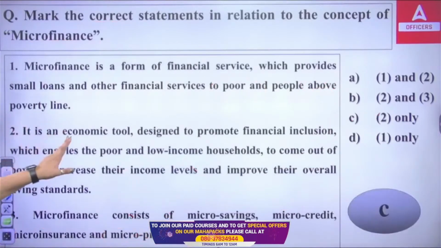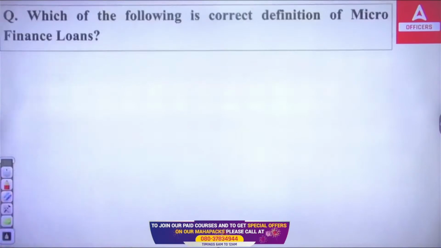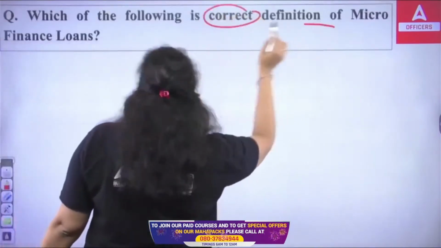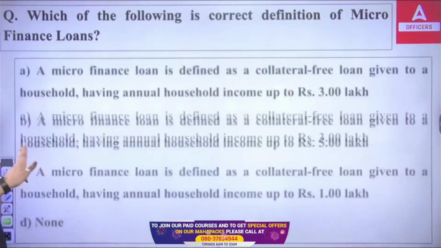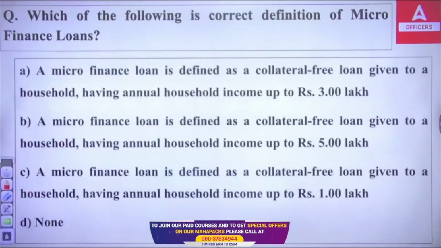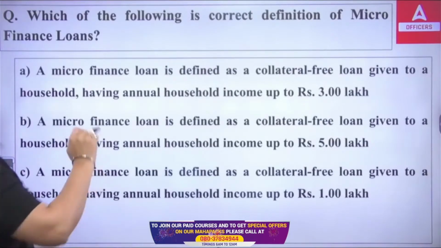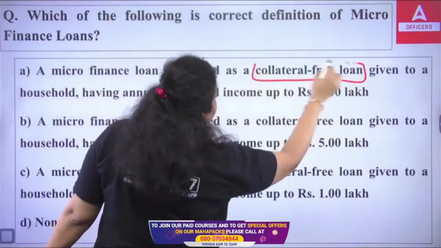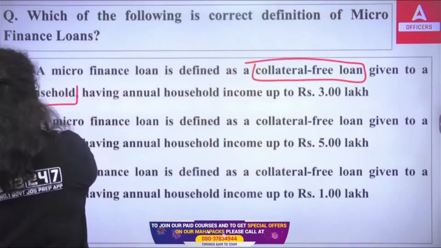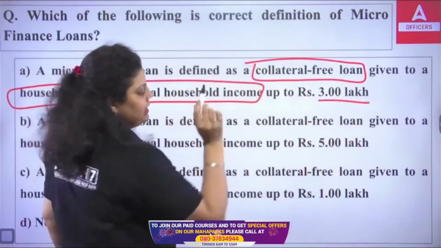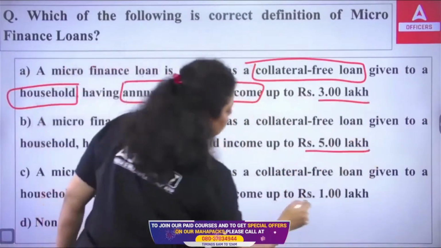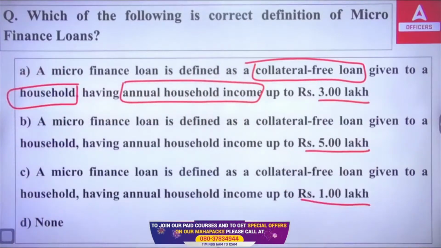Clear? C option. Next. Which of the following is the correct definition of microfinance loans? In this particular question, you will understand what income limit is required to get microfinance. First is saying microfinance loan is defined as a collateral free loan given to a household having annual household income up to 3 lakh. Second, up to 5 lakh. Third, up to 1 lakh, or none of the above. So what do you think, which of the following is correct?